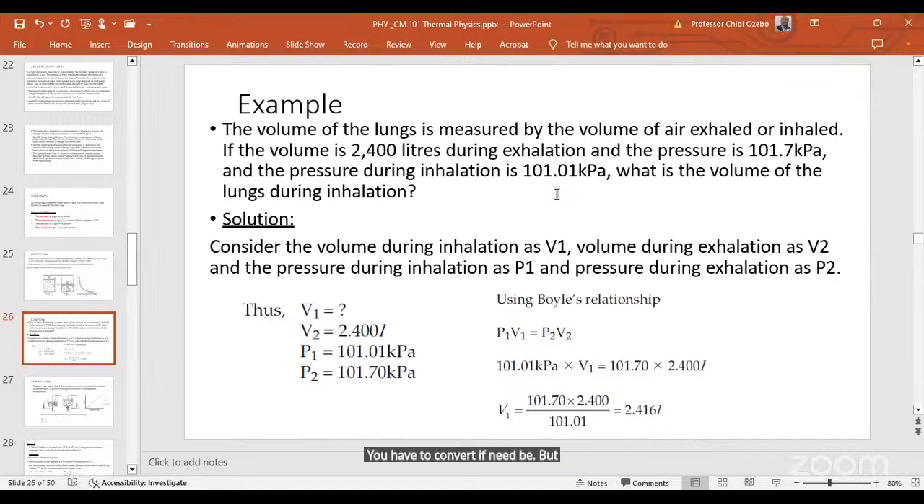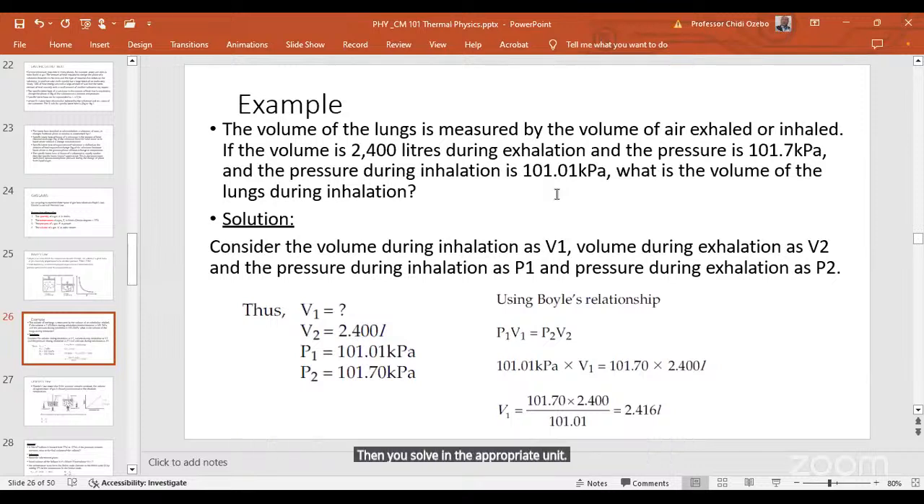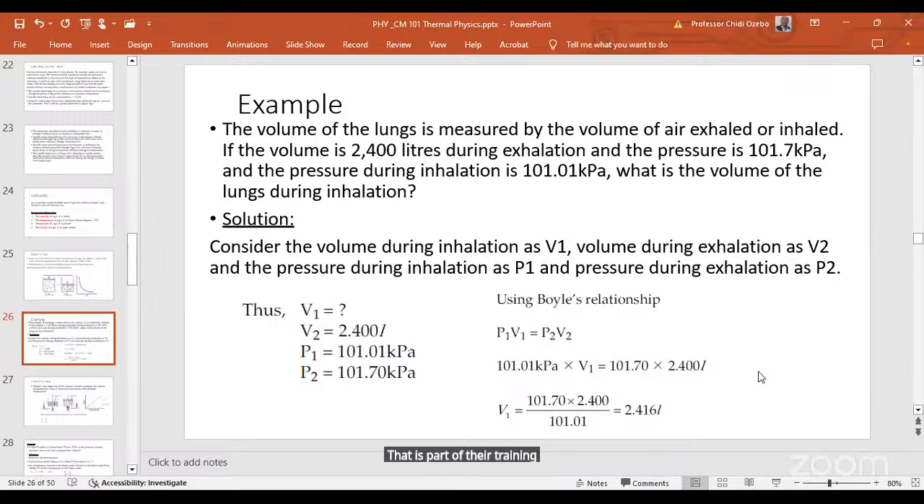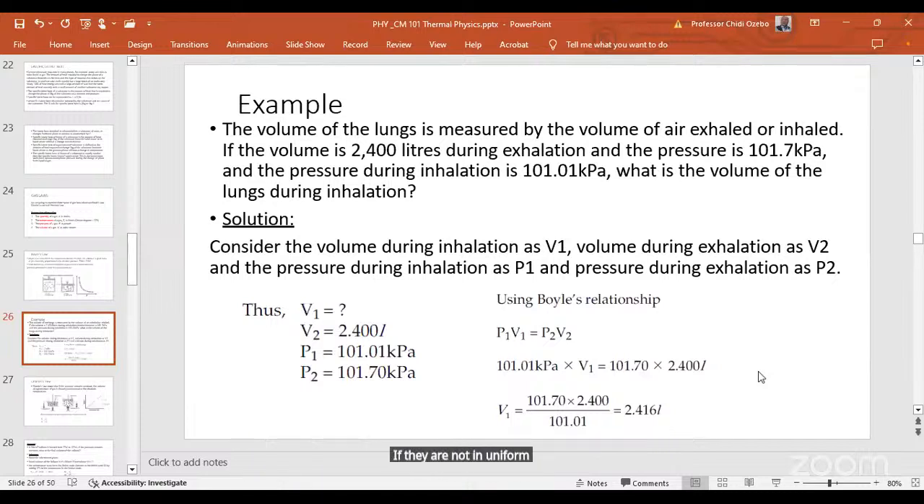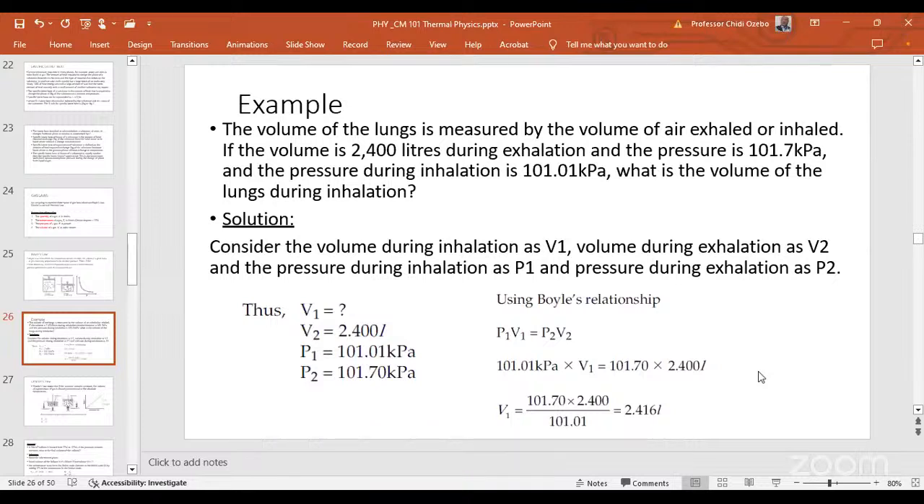But when you see that the units are uniform, all of them, then you solve in the appropriate unit. You don't need to ask such a question at this level. That is part of your training, that you look at the unit of any question and know whether to convert or not to convert, if the parameters given don't have a uniform unit, whether they are in SI unit or in other forms of units.